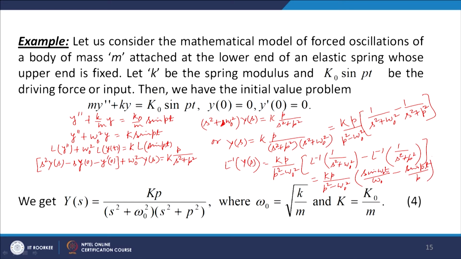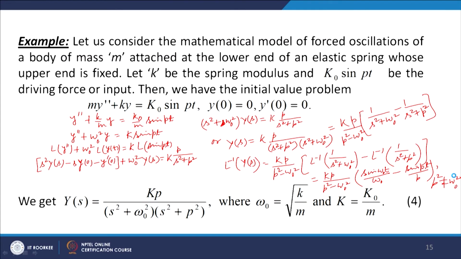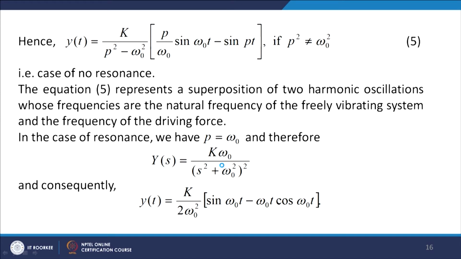So, here we assume that p square is not equal to omega naught square. So, we get the function y(t) as the inverse Laplace transform of Y(s). So, y(t) is equal to k over p square minus omega naught square times (p over omega naught sin omega naught t minus sin pt), if p square is not equal to omega naught square, which is the case of no resonance.